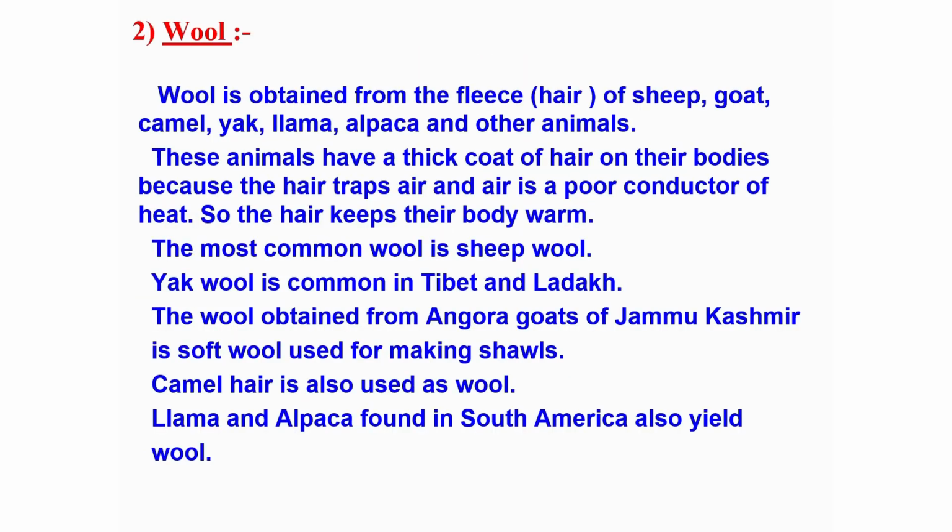Now wool. Wool is obtained from the fleece, that is hair of sheep, goat, camel, yak, llama, alpaca and other animals. These animals have a thick coat of hair on their bodies because the hair traps air and air is a poor conductor of heat. So the hair keeps their body warm. The most common wool is sheep wool.